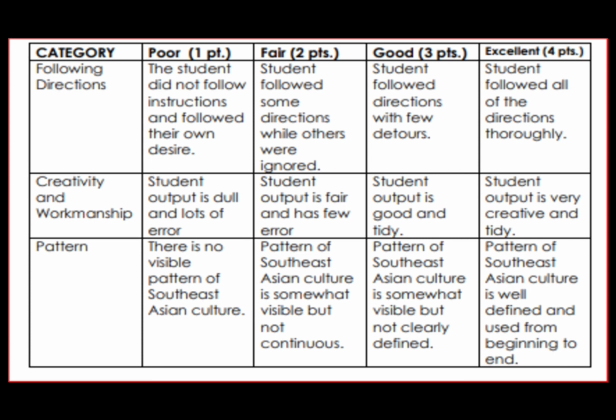Here is the rubric on how we are going to give points for your work. We have the categories, which are following directions, creativity, workmanship, and the pattern. 1 point for poor, 2 points for fair, 3 points for good, and 4 points for excellent.